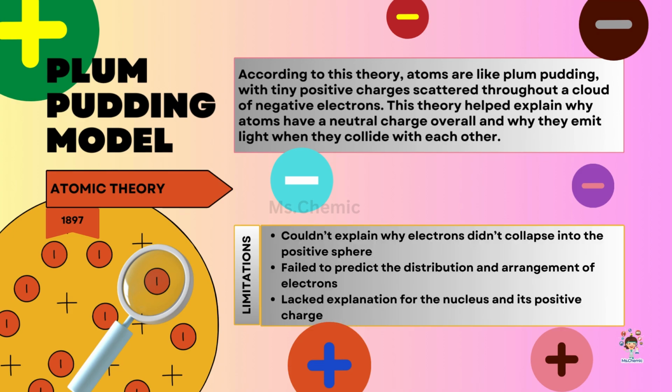Limitations. It couldn't explain why electrons didn't collapse into the positive sphere. It failed to predict the distribution and arrangement of electrons.